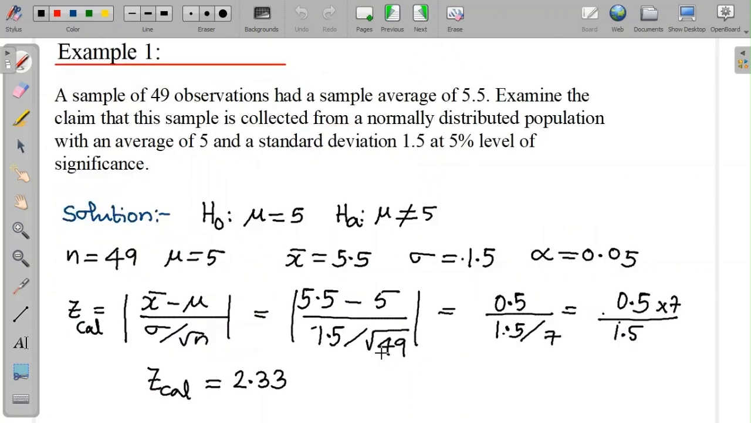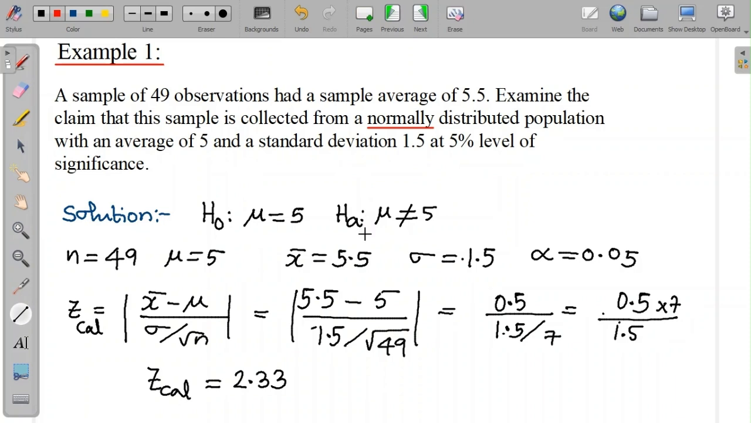I've included a couple of problems. We've discussed one of them already. Let's just have a look at them. A sample of 49 observations has a sample average of 5.5, and we're asked to examine the claim that this sample is collected from a normally distributed population with an average of 5 and a standard deviation of 1.5 at 5% level of significance.